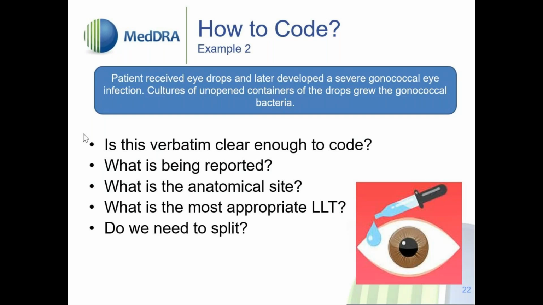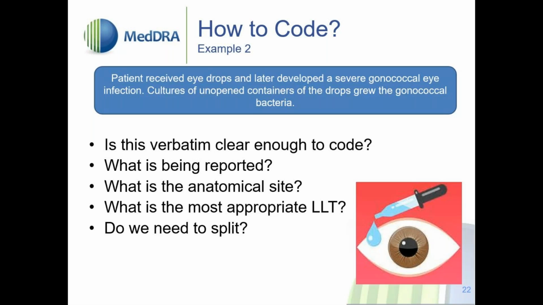In this one, the patient received eye drops and later developed a severe gonococcal eye infection. Cultures of unopened containers of the drops grew the gonococcal bacteria. So, a lot of information here. Remember, it's very important to see the sequence of events sometimes, to keep that temporal relationship in your mind in case there's a specific term. And of course, at the very outset we said, make sure to capture everything that has been reported. Don't add information that's not there, don't make assumptions, and don't subtract or leave out facts that have been given to you.